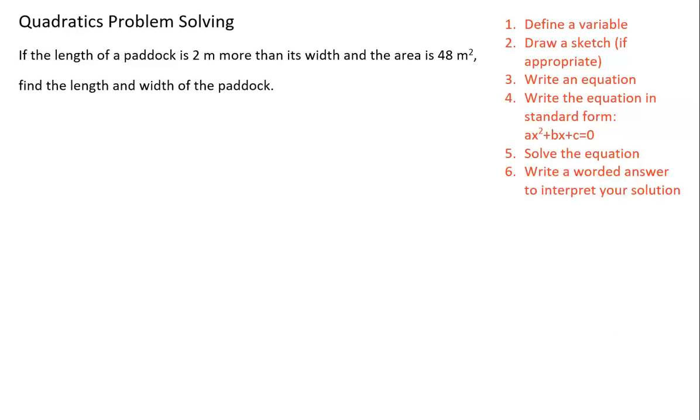We need to start by defining our variables. The length of the paddock is 2 meters more than its width. So let's make the width equal to x. And so the length is 2 meters more, which means our length will be x plus 2 meters, the same as the width, but 2 meters more.